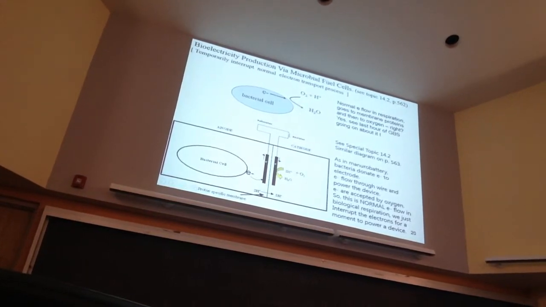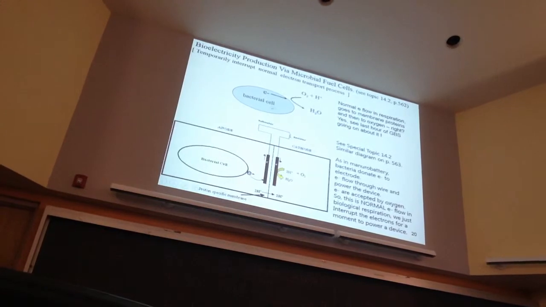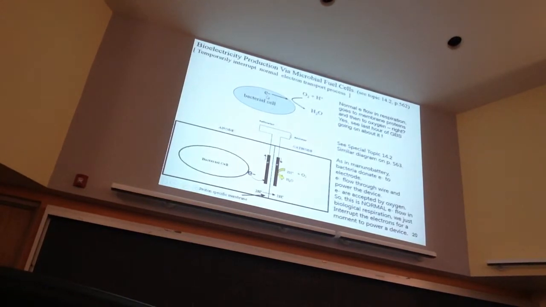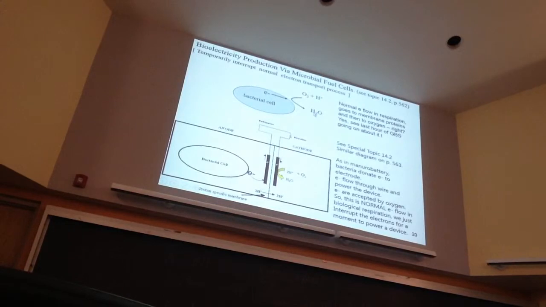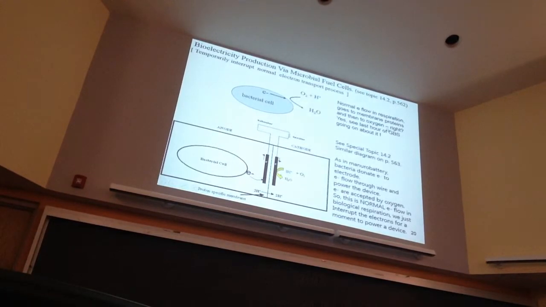Here is what we are learning in chapter 14. Here's a bacterial cell. Electrons are stripped from glucose, carried to the membrane by NADH, and dumped onto the membrane, where ultimately it goes to oxygen, which is then reduced to water. That's what it says here: normal electron flow in respiration, membrane proteins, and then the oxygen. This is what we've been covering for the last 2 days, and what I've been going on about.